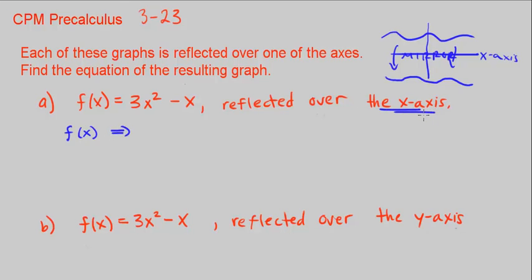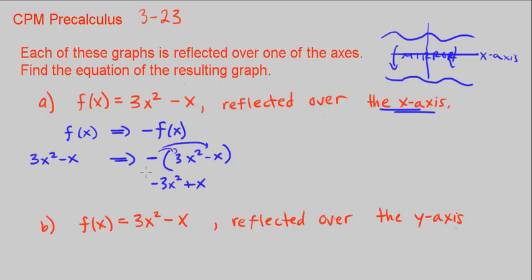We also know that if we have a function f(x), the transformation of reflecting over the x-axis is just going to become negative f(x). So if we start with f(x) = 3x² − x, then −f(x) is the negative of this whole thing: −(3x² − x). Distributing that negative, it's −3x² + x. That's going to be the new equation.